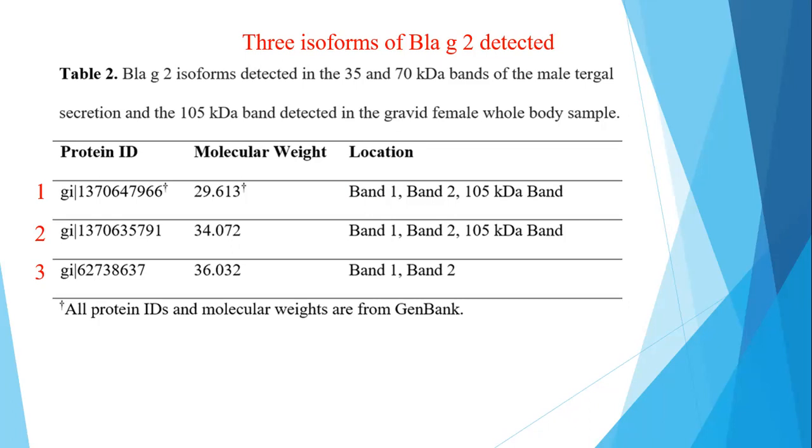And so here we can see that we've identified 3 different isoforms of BLAGG2. All 3 of the isoforms were found in band 1 and band 2, and 2 of the isoforms were found in the 105 kDa band. All of this information, the molecular weights and the protein IDs, were derived from GenBank.